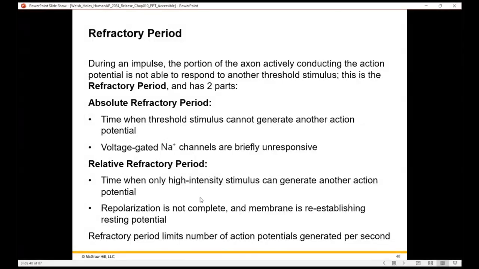The relative refractory period. This is the time when only high-intensity stimuli can generate another action potential. Repolarization is not complete, and the membrane is reestablishing the resting potential. The refractory period limits the number of action potentials generated per second.